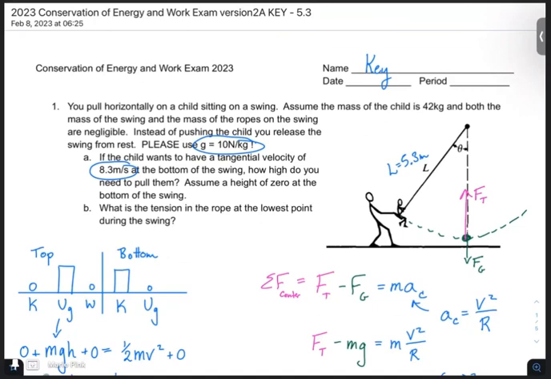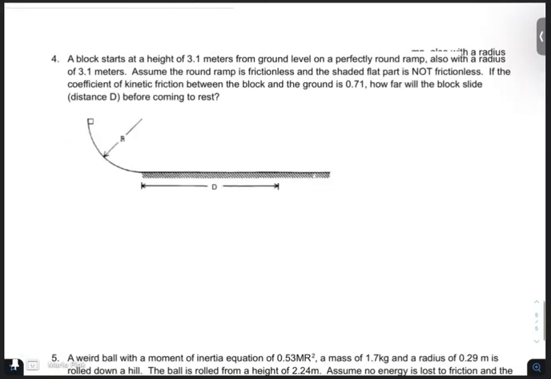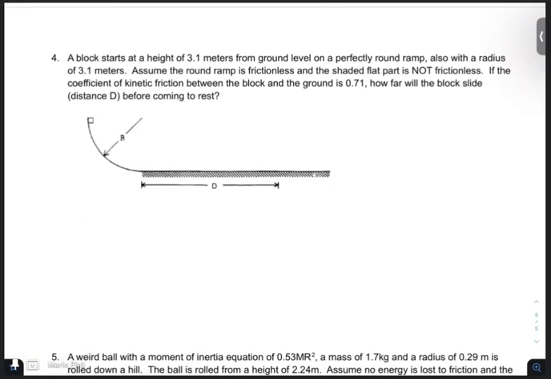So now I'm going to go over how to do number 4 on the conservation of energy and work exam. In this question, we have a block that starts at a height of 3.1 meters from the ground, on a perfectly round ramp. It's 3.1 meters high. The round ramp is frictionless, and the flat part is not frictionless. The coefficient of kinetic friction is 0.71. And I want to know this distance, capital D, before it comes to rest.